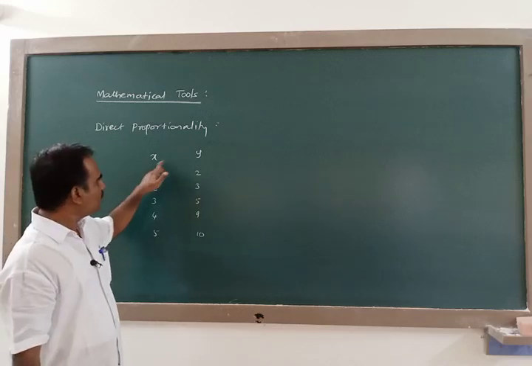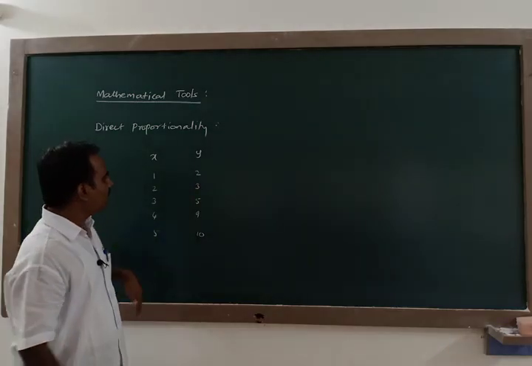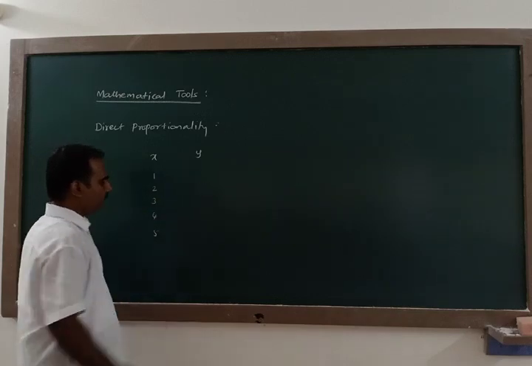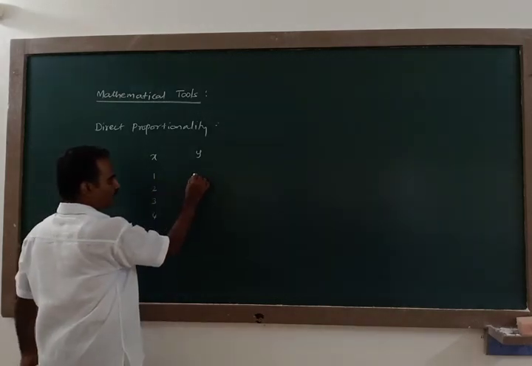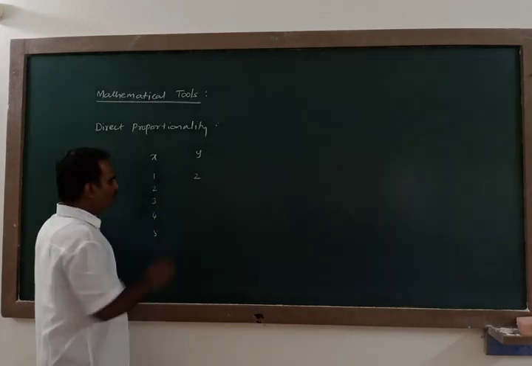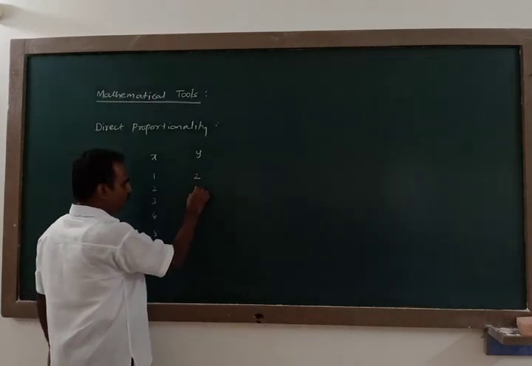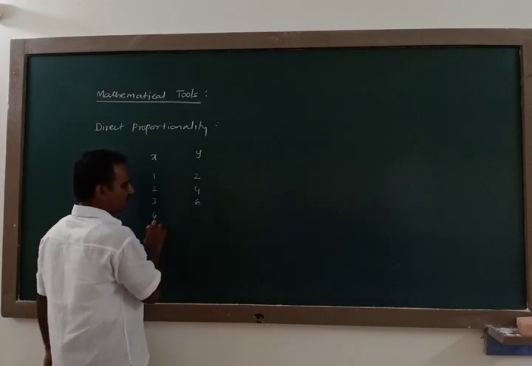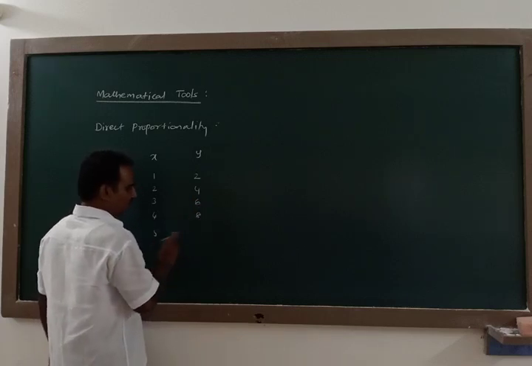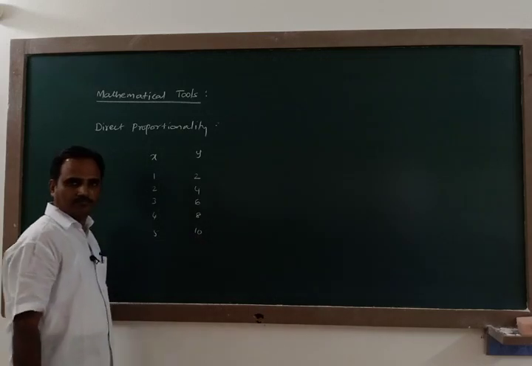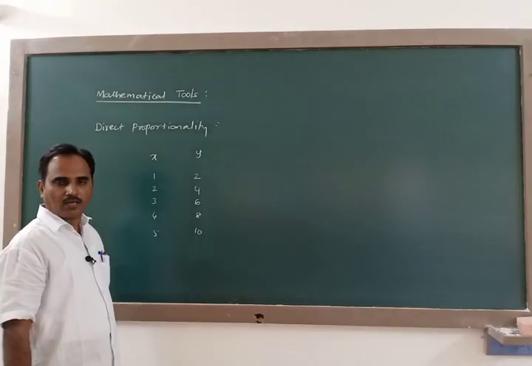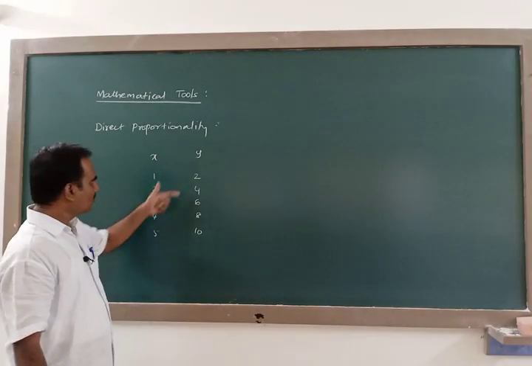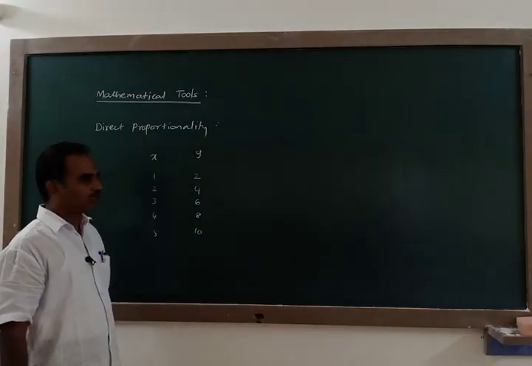So we say these two are proportional if they are varying like this. When x is equal to 1, y is equal to 2. When x is equal to 2, y takes 4. When x is equal to 3, y becomes 6. When x is 4, y becomes 8. And when x is 5, y becomes 10. Understand? So x increases, y also increases.